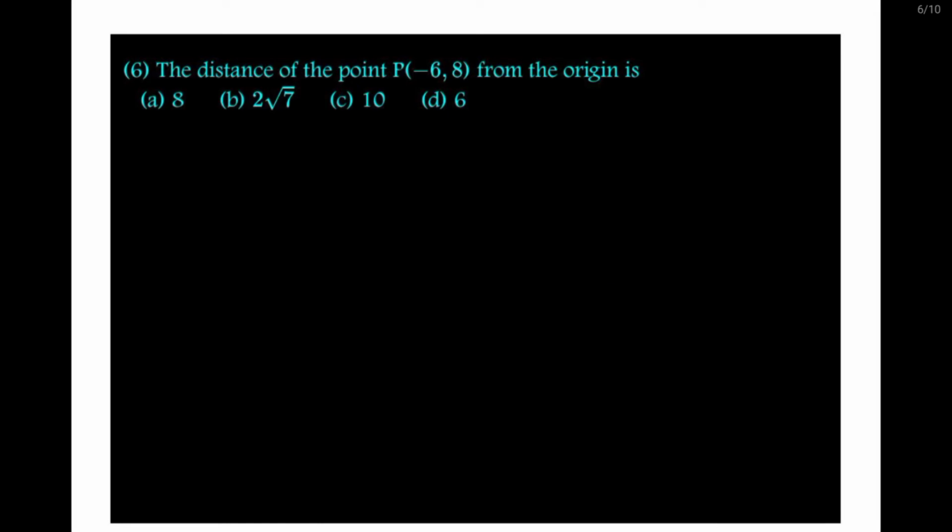The distance of the point P from the origin. Suppose the point minus 6 and 8 is somewhere. Minus 6, 1, 2, 3, 4, 5, 6. This is minus 6 and 8, somewhere will be there. So I'm assuming this is the point P, and the origin will be here. The coordinate of the origin we know as 0, 0. So we'll find the distance between these 2 points, P and origin O.